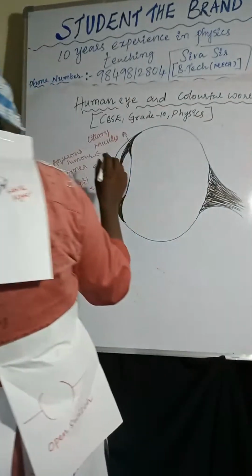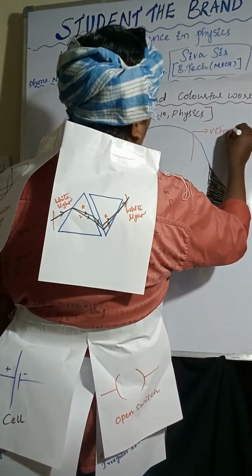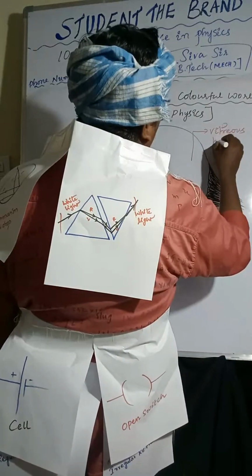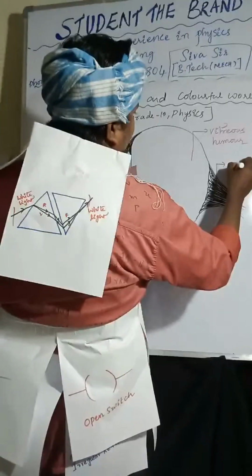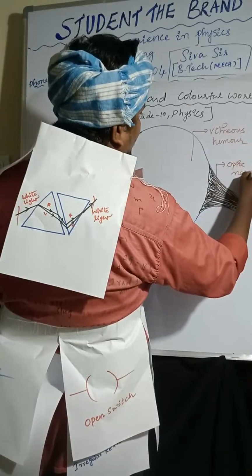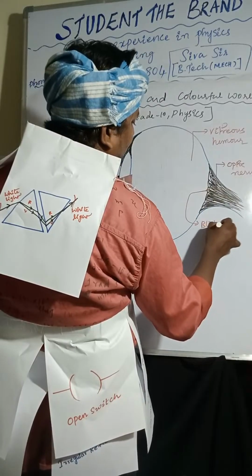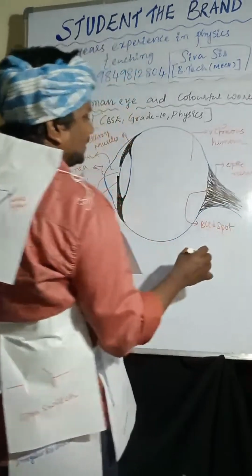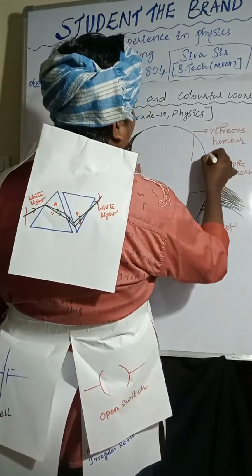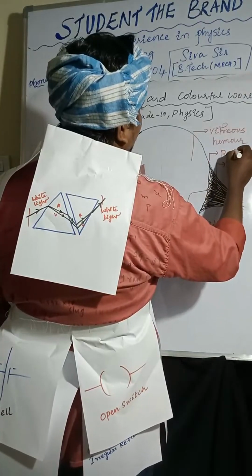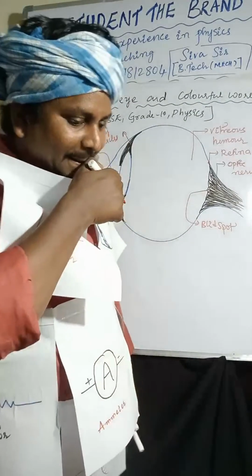Aqueous humor. Next one here, vitreous humor will be there. And this is the optic nerve. This is the blind spot. And this is the retina. I'm talking about the retina. Okay, so this is about the human eye.